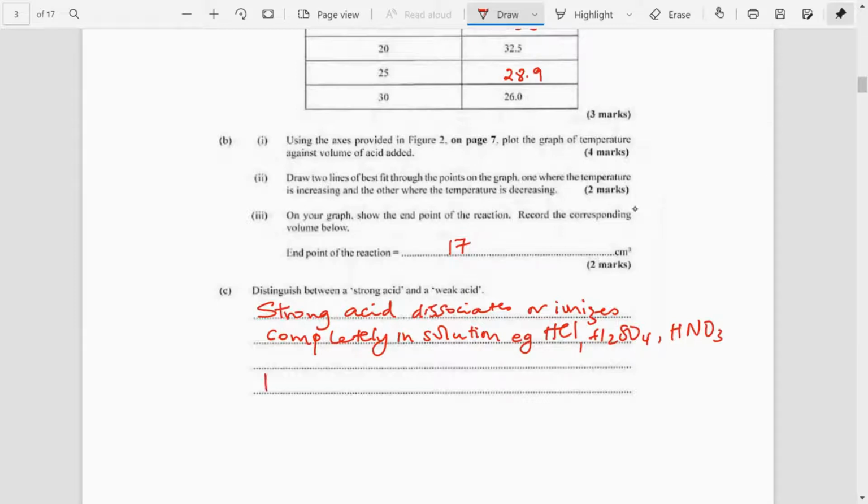However, weak acids partially dissociate. Let's put that in, completely, for your strong acid. And then a weak acid partially dissociates or ionizes. Oh, we have completely here already, of course. Let me see that. Partially dissociates. Try that again.